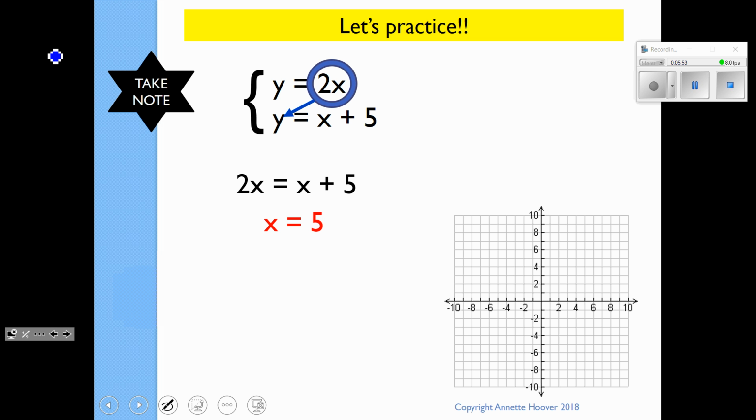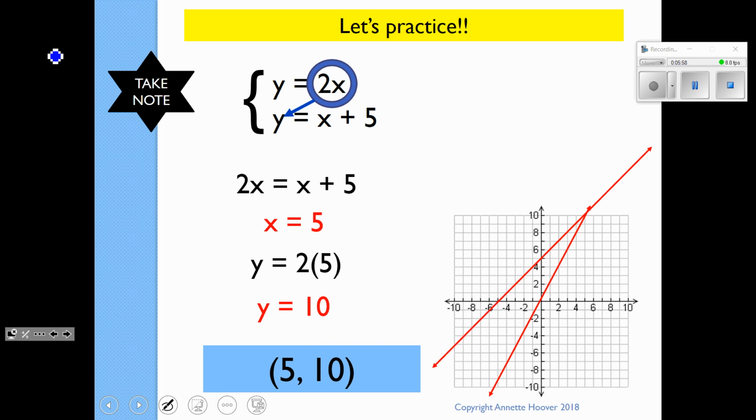I'll show you that right here on the PowerPoint. It's already done for you. I don't have to draw it. If I graph them, indeed, they cross at 5, 10.